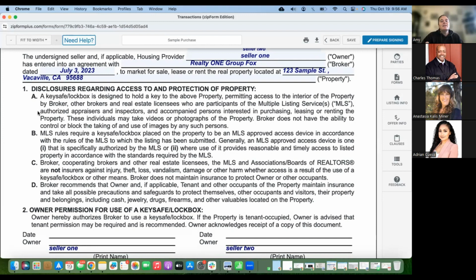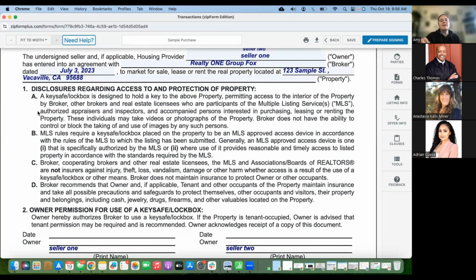Authorized appraisers and inspectors, and a company person interested in purchasing, leasing, or renting the property. These individuals may take videos or photographs of the property. Broker does not have the ability to control or block the taking of and the use of images by such persons. That's A.